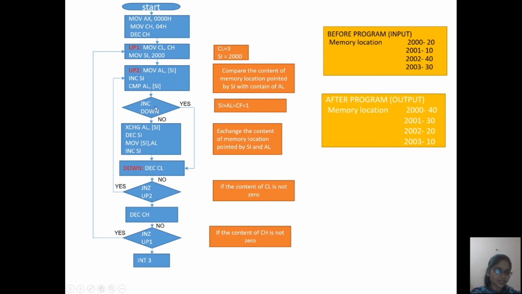So we come to this decision box. In this condition, carry is not generated. So the program comes to the next label, down, and decrements the content of CL. So we know that the content of CL is 03. After this instruction, the content of CL is 02. The next instruction is JNZ to the up label 2. We know that the content of CL register is not 0.